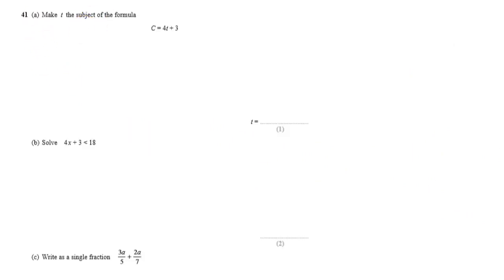Question number 41 is make T the subject. C is equal to 4T plus 3. We have to make T the subject, which means we remove everything that is with the T. First we remove this 3, we take 3 this side, so it will become C minus 3 is equal to 4T.